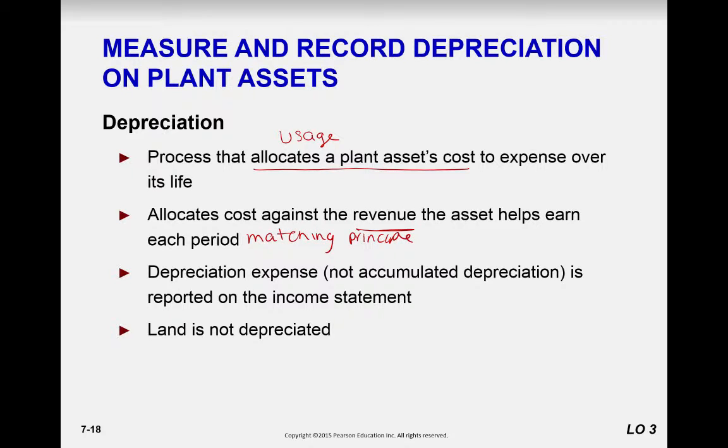Depreciation expense is on the income statement. Make sure you know that. Depreciation expense is on the income statement. Accumulated depreciation is a contra asset account, and that is reported on the balance sheet.